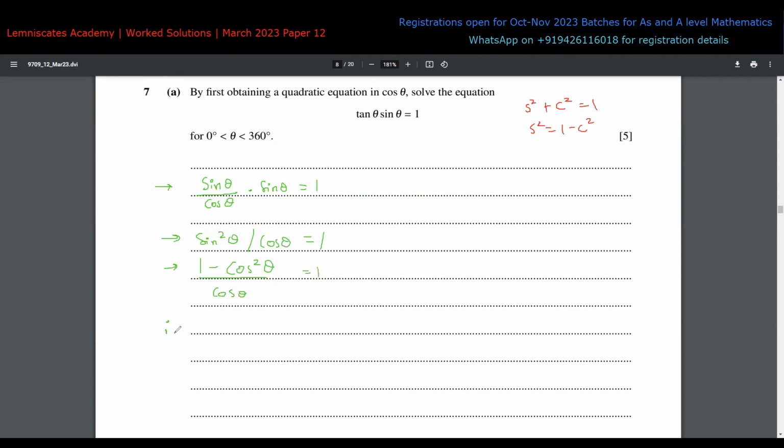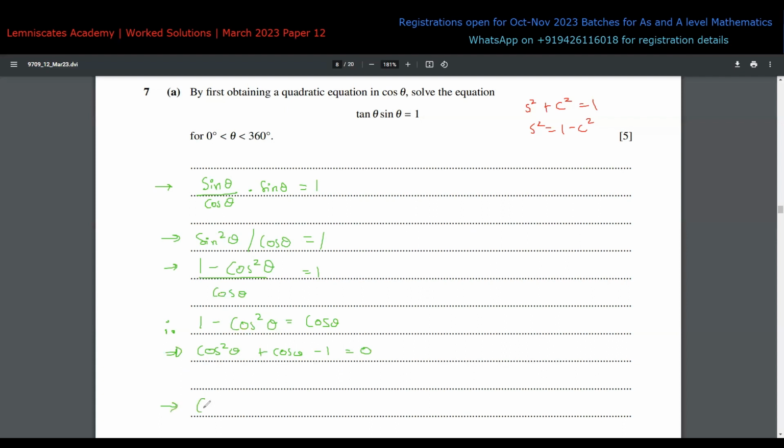And therefore, the final quadratic equation that we'll be having will be 1 minus cos square theta equals cos theta. And this implies, I'm shifting everything towards the right, cos square theta plus cos theta minus 1 is equal to 0. So that's your final quadratic equation in terms of cos theta. We started with this and we got this. Now we can just assume this is a quadratic equation and solve for cos theta.